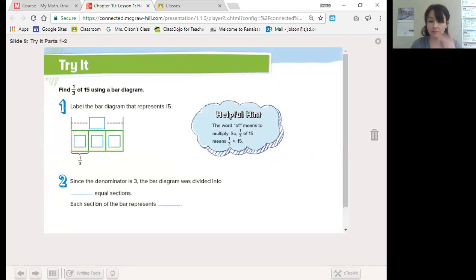Okay, so now they've got us a bar diagram or a tape diagram. I call it a bar diagram. In the past, you guys have used tape diagram as the vocabulary, but either one, it's the same thing. So find 1/3 of 15 using a bar diagram.